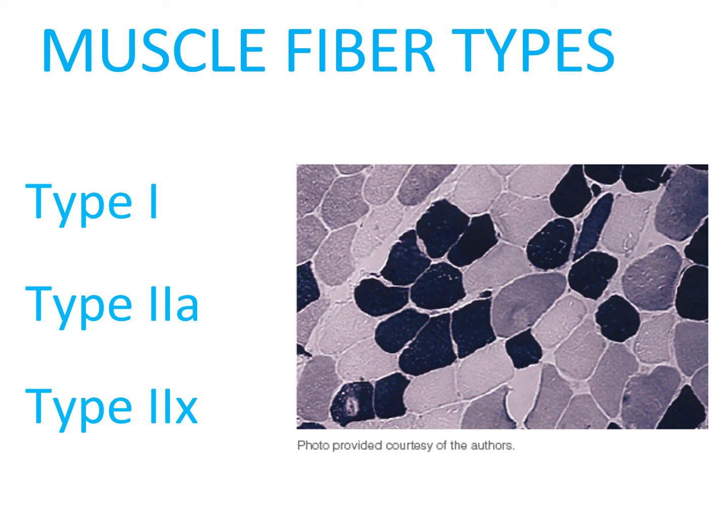Another version we can use is gel electrophoresis. Type 1 and type 2 fibers are going to have different types of myosin. We can then use gel electrophoresis, which you may be familiar with for processing DNA, and separate the different types of myosin by their particular size.